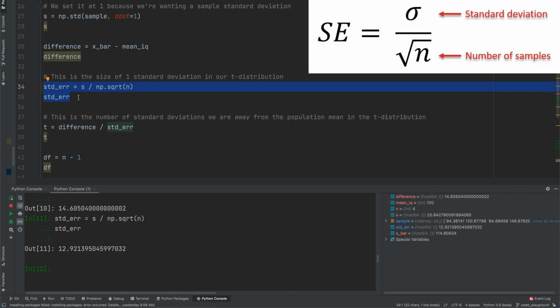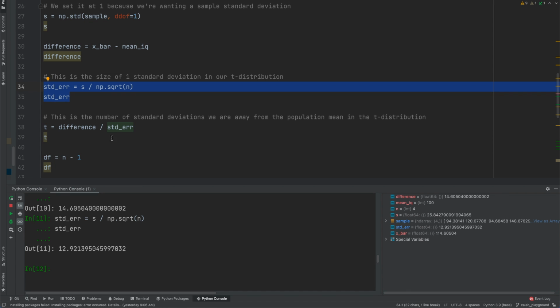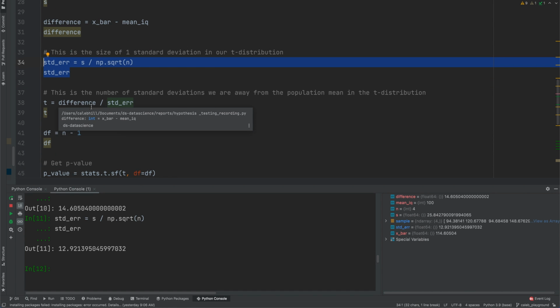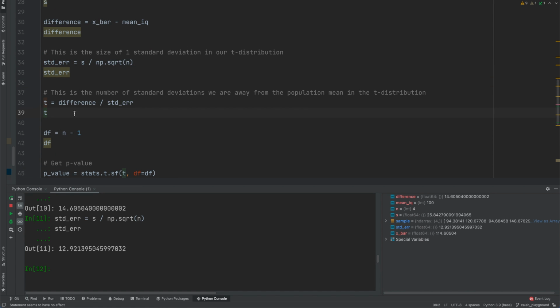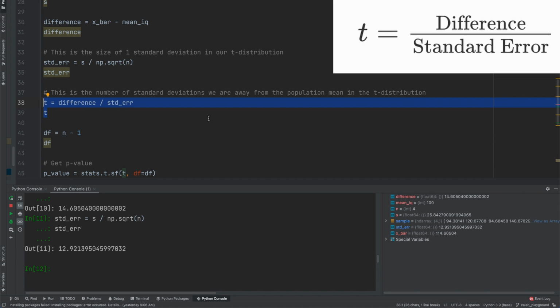But essentially you can think of this as almost replacing the sample standard deviation that we got. And I'll explain how that comes into play in just a minute. And then the t statistic here is going to be the difference divided by the standard error. So if you think about what that means, essentially this is the number of standard deviations in our t-distribution that we are away from the mean.